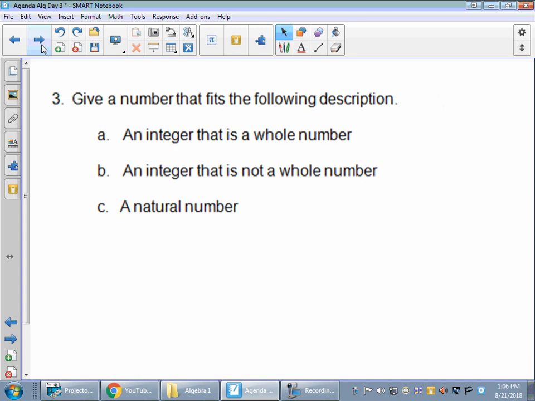Okay, this step here, you can kind of do these on your own. Just give a number that fits the following description: an integer that's a whole number, an integer that's not a whole number, and then a natural number. And you can give any examples of those.